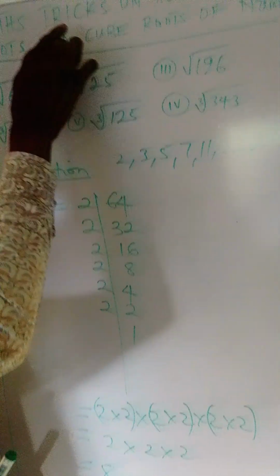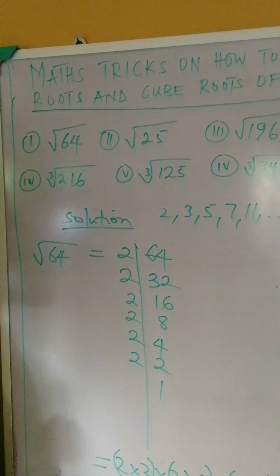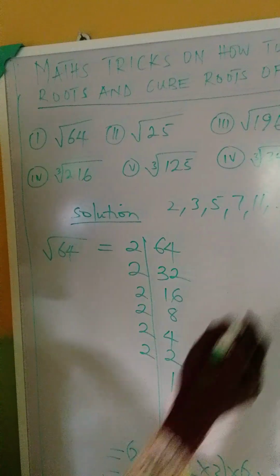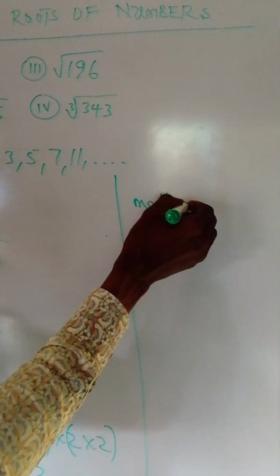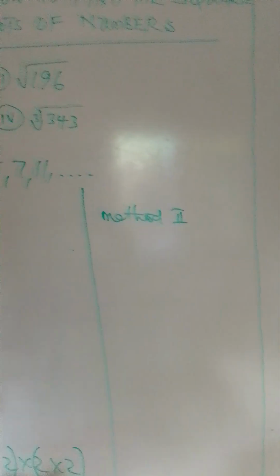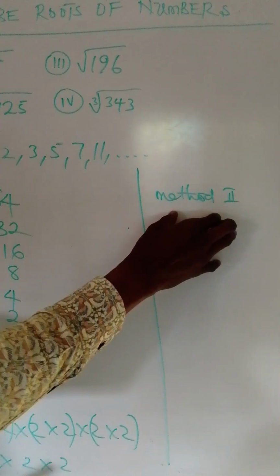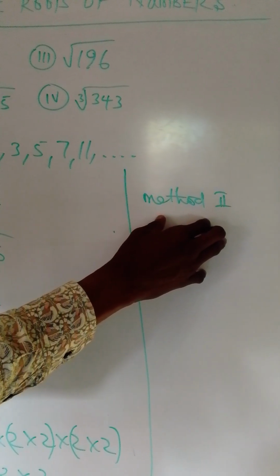Alright, let me show you the math trick on how to find the square root of 64 without going through this long process. Alright, so I have method 2 now. Now method 2 is the main focus of this video.